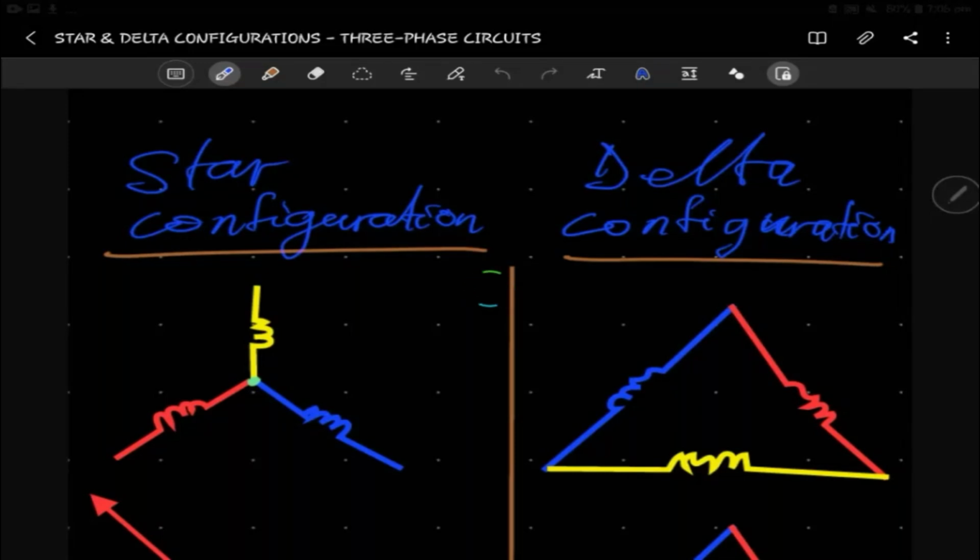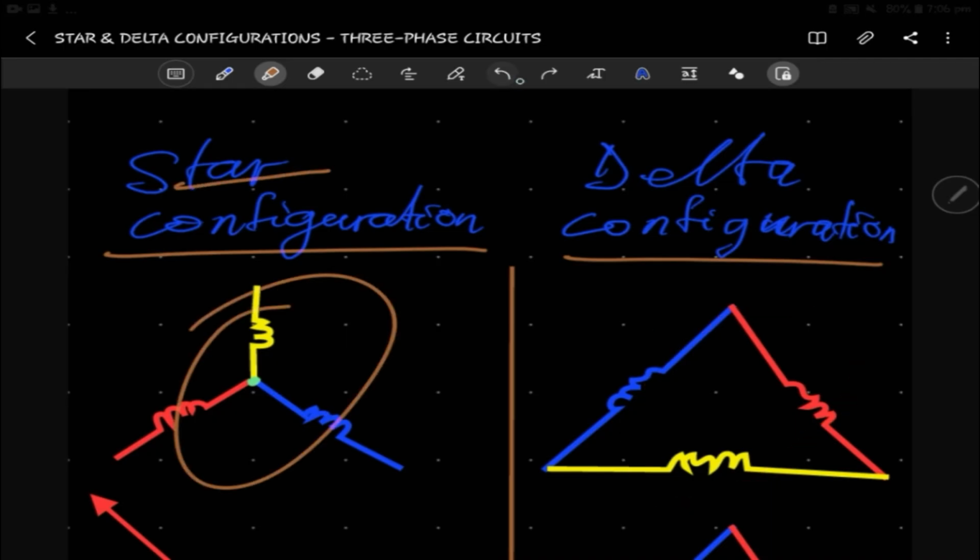Alright, so we've seen that in three-phase circuits, there are two basic configurations that we can have. We can either have the star, which is this, or we can have the delta. And then we are saying that this configuration can be either for the supply system or the load system. But here, let's focus on the load system.